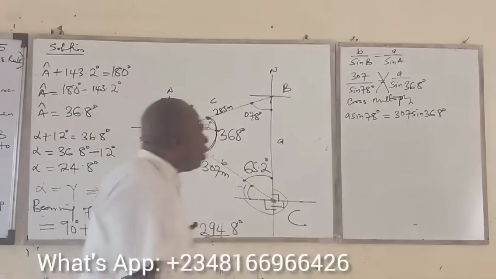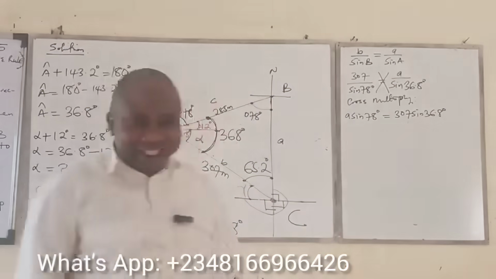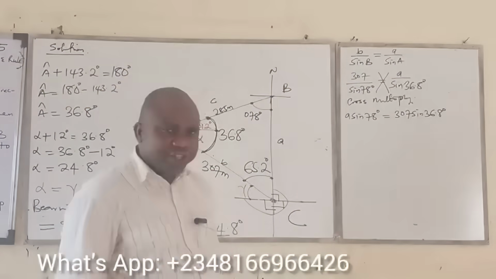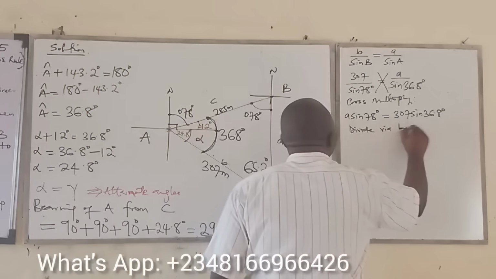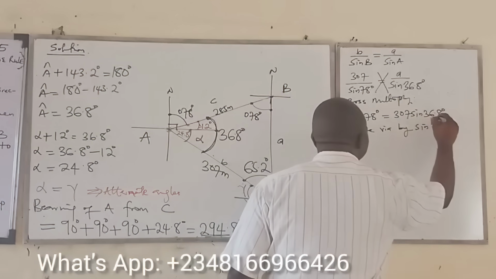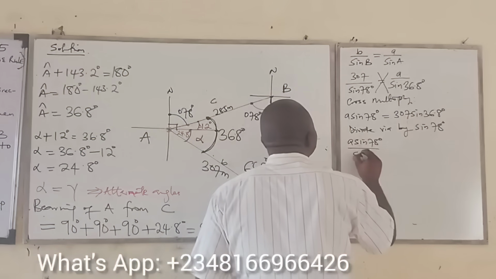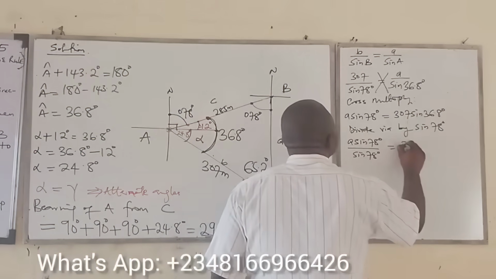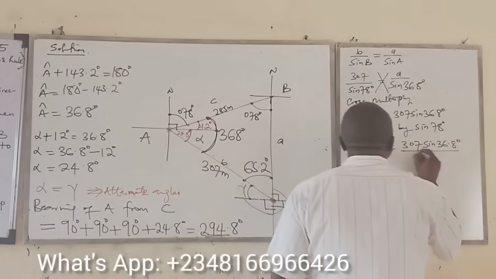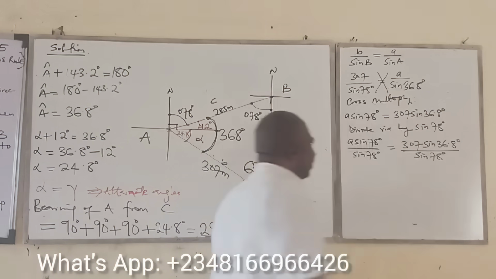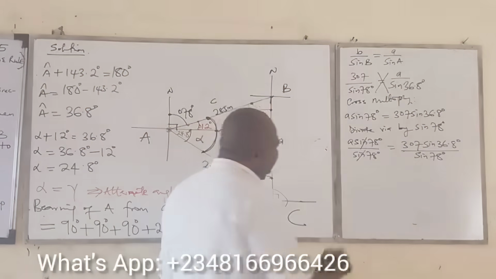So to get the value of a, we have to divide both sides by the coefficient of a. If you look at this very closely, the coefficient of a is sine 78 degrees. So here we divide through by sine 78 degrees. We have a sine 78 degrees over sine 78 degrees is equal to 307 sine 36.8 degrees over sine 78 degrees. Now sine 78 will go with sine 78, and we are left with a.